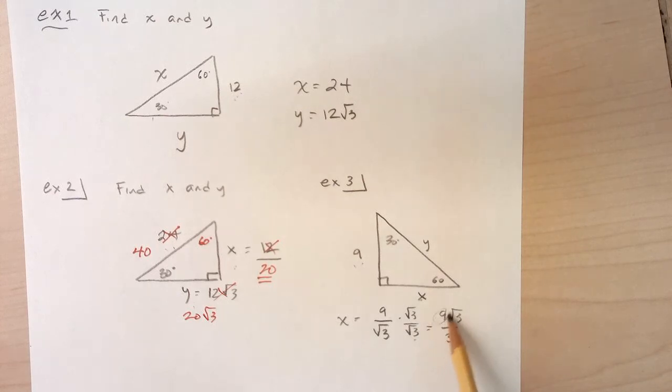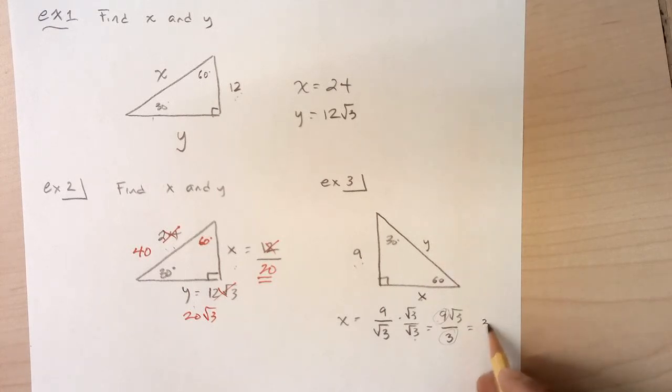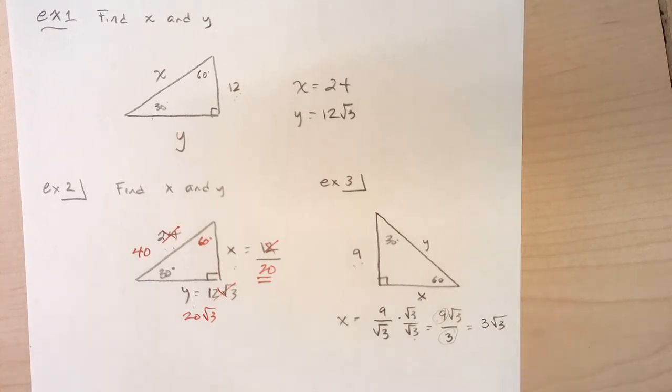Okay, 9 is outside of the radical, so is 3. 9's in the numerator, 3's in the denominator. You can simplify that fraction. 3 square root 3 is what it would end up being. So that's x, the short leg, or the side opposite the 30-degree angle.